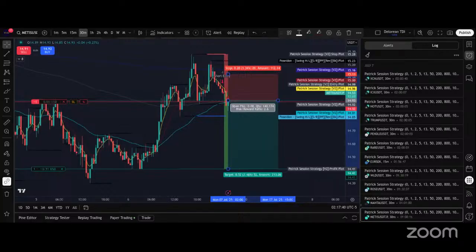Here's your next call of the night. METIS, USDT. 30-minute confirmation. Market execution sell. Entry price is 14.93. Stop loss is 15.13 for 20 pips. Take profit is 14.41 for 52 pips with a risk to reward ratio of 2.60. Moving on to the next trade.